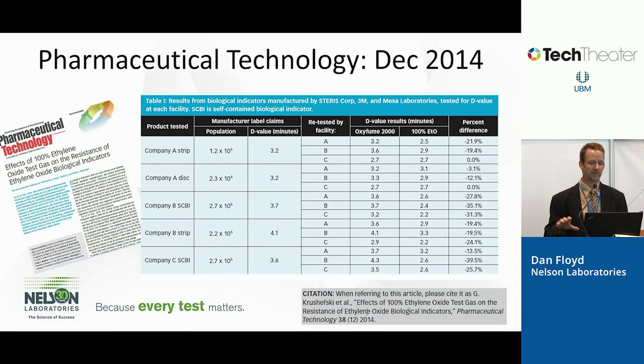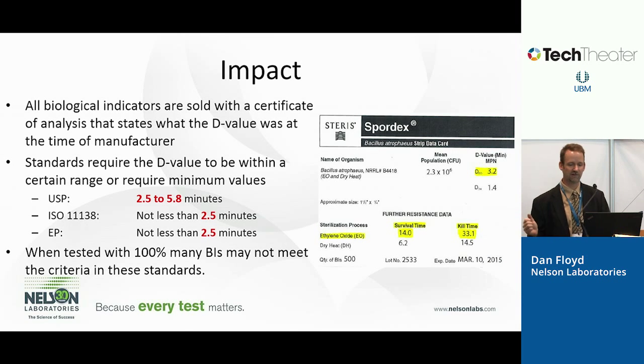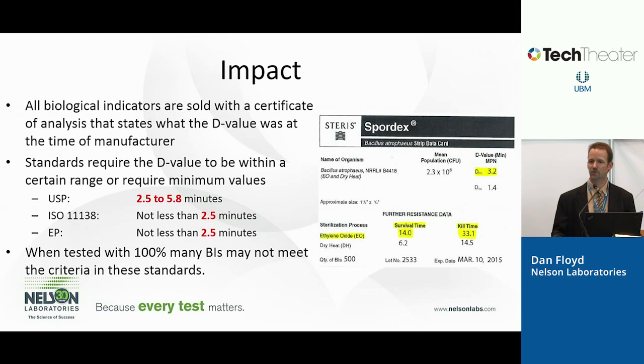But the problem is a lot of the standards have requirements for what that D value has to be. So all the D values that you get come with a range, like on this cert here. In that particular example, that D value is 3.2 minutes. That's saying it takes 3.2 minutes to reduce the population from 10 to the 6th down to 10 to the 5th. And what the standard says, if you look at USP, which is one of the biological indicator standards, there are several out there, but it had a range that it had to be 2.5 to 5.8 minutes. Then ISO 11138 said it couldn't be less than 2.5 minutes. Same thing with the European Pharmacopoeia. It couldn't be less than 2.5 minutes.